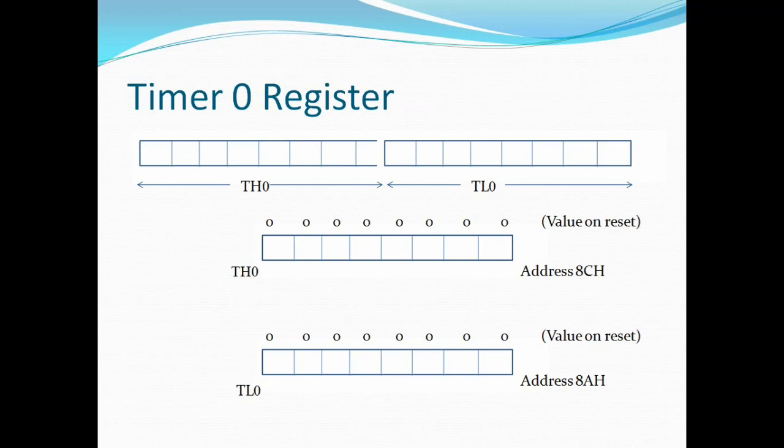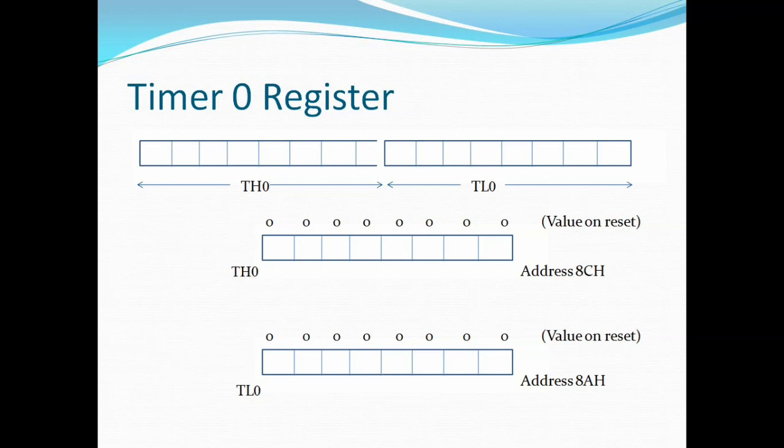Now there are two timer registers. First is called the timer 0 register. This timer 0, as you can see, is a 16-bit register which can be accessed as a low byte and high byte. The low byte register is called TL0, or timer 0 low byte, and the high byte register is referred to as TH0, that is timer 0 high byte. We can access these registers like any other registers like A, B, R0, R1, R2.